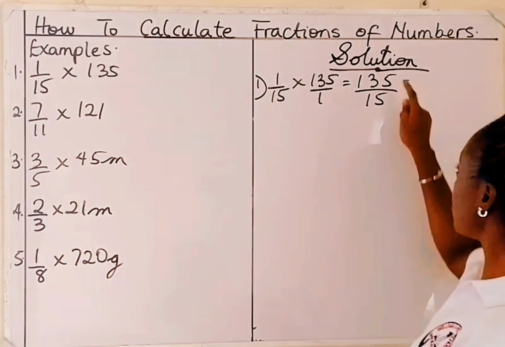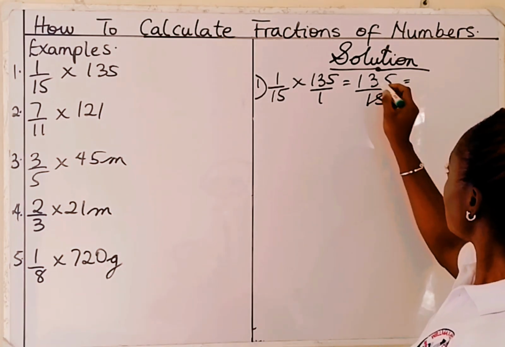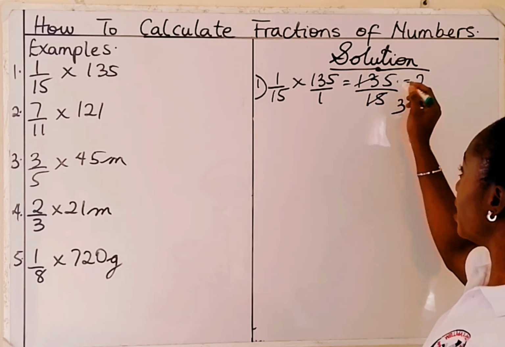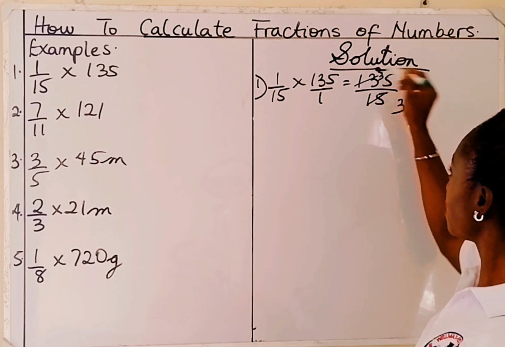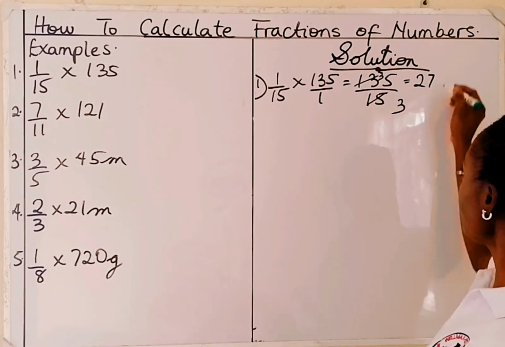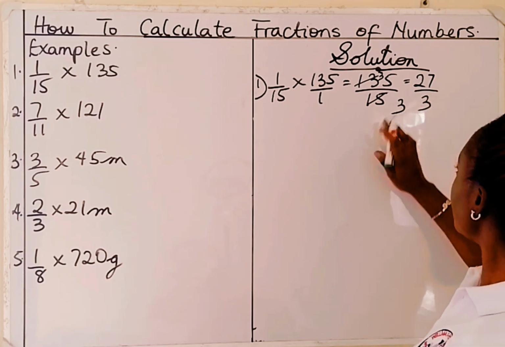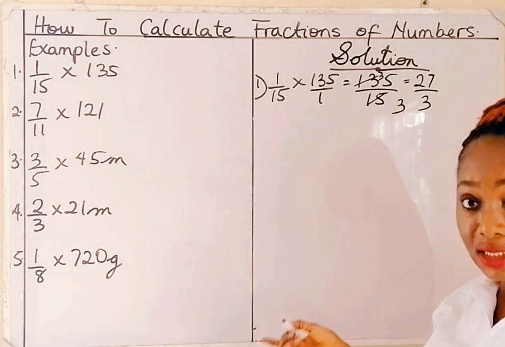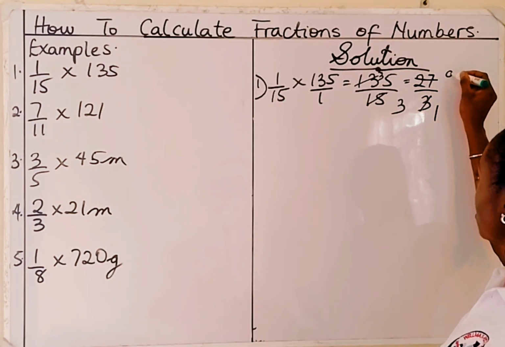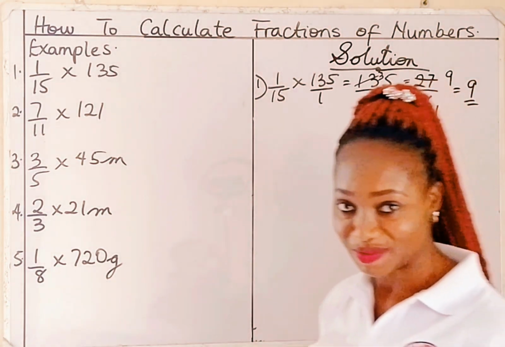Numerator. Now, 5 can go into 15 to give us what? 3. 5 can go into 135 to give us what? 27. Then 5 in 35 is what? 7. This is 27 over 3, isn't it? Then 3 can also go into 27. 3 can go into 3, 1. And 3 can go into 27, 9. So this gives us what? 9 as our final answer.